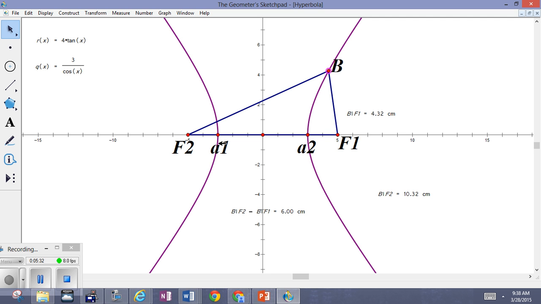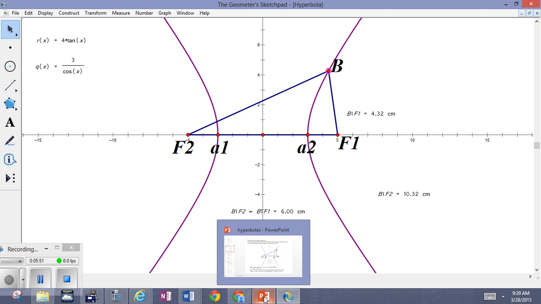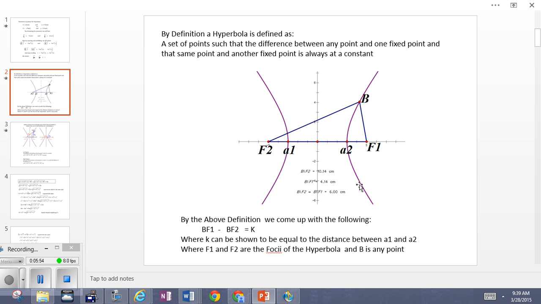So that constant difference between any point on the hyperbola and the foci is going to equal the distance of A1, A2, or the distance between the vertices, which is going to be, as measured up here, twice that 3 value, or 6. So going back to our derivation back here, that constant difference, K, is now going to be defined as 2a, where K can be shown to be equal to the distance from A1 to A2, which is 2a.